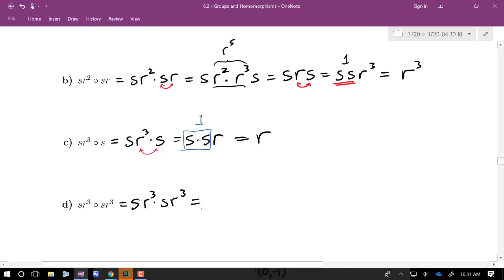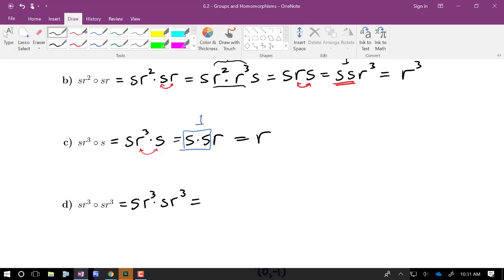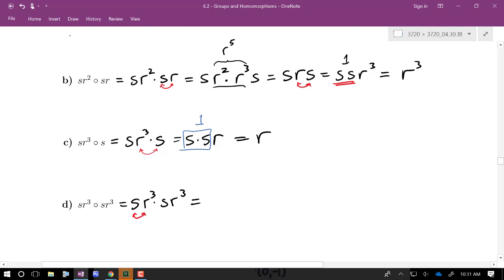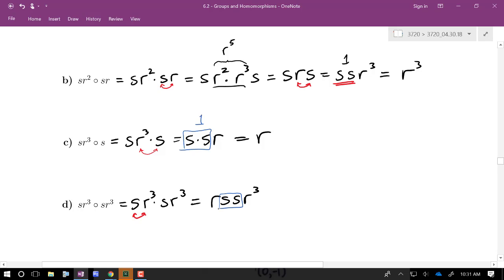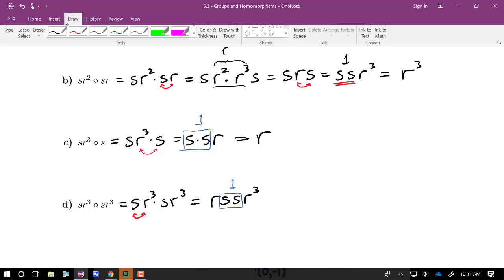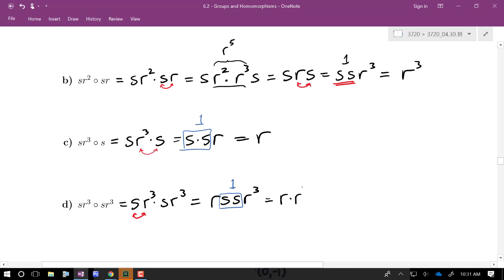What's something we could do here? Well, SR cubed is the same as RS, so like this one, for example. Oh, like this one here? Yeah. So we get RS, and then we have SR cubed. That's helpful because we have this S times S in the middle, right? And the S times S in the middle is just 1. So this becomes R times R cubed. And what does that give us? 1. It gives us 1, right? R to the 4th is 1.